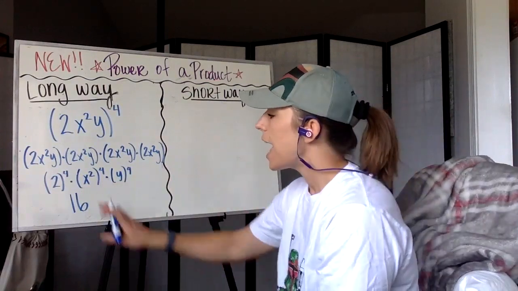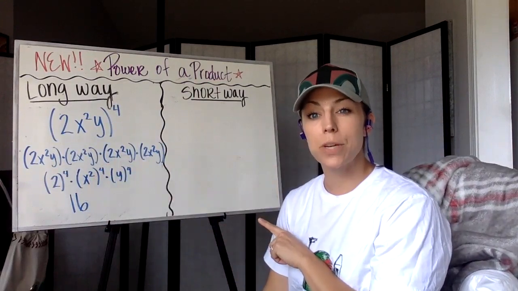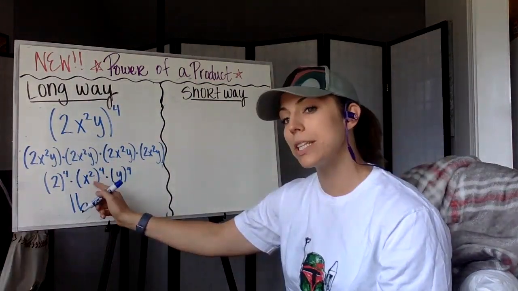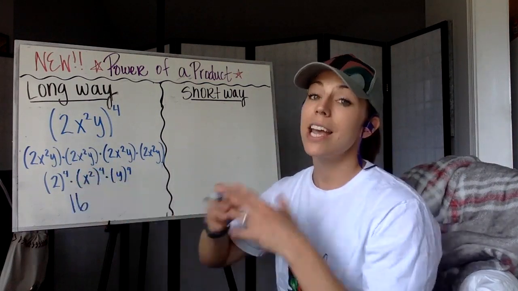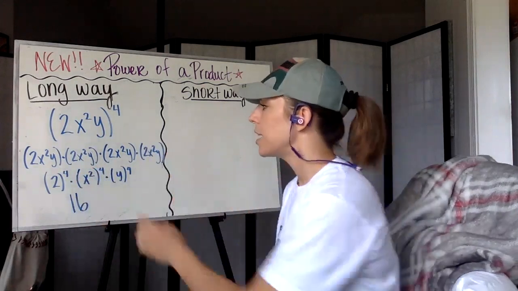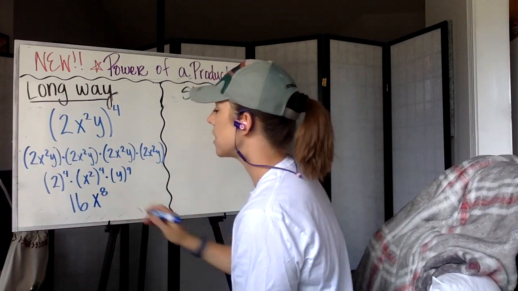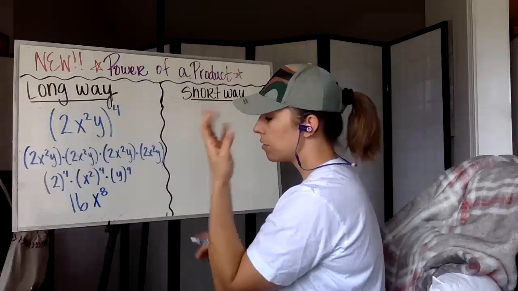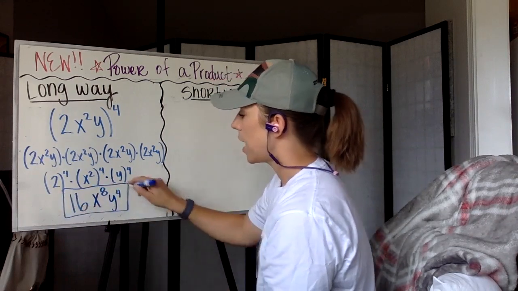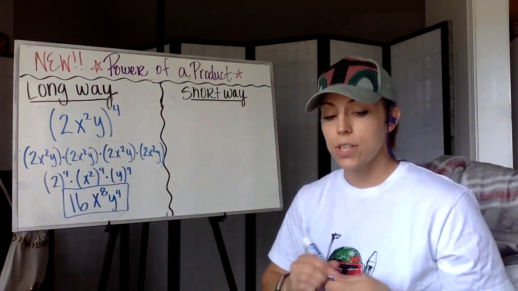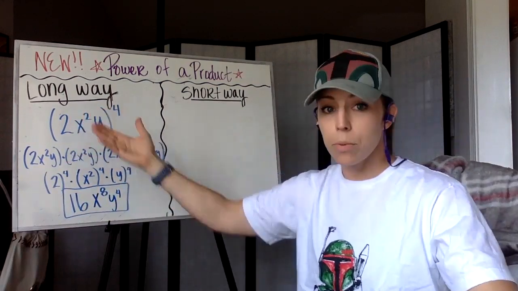X squared to the power of 4. Wait a minute, that's a power of a power. What did we just learn? What can we do with these exponents here? Think about it as 4 groups of 2 x's. In other words, we can multiply them. 2 times 4, that means there's a grand total of 8 x's there. So x to the 8th, and then this is just y to the 4th. 4 y's means y to the 4th. And there you have it. That's the long way. So again, inside the parentheses of a power, that's what you're multiplying by itself.